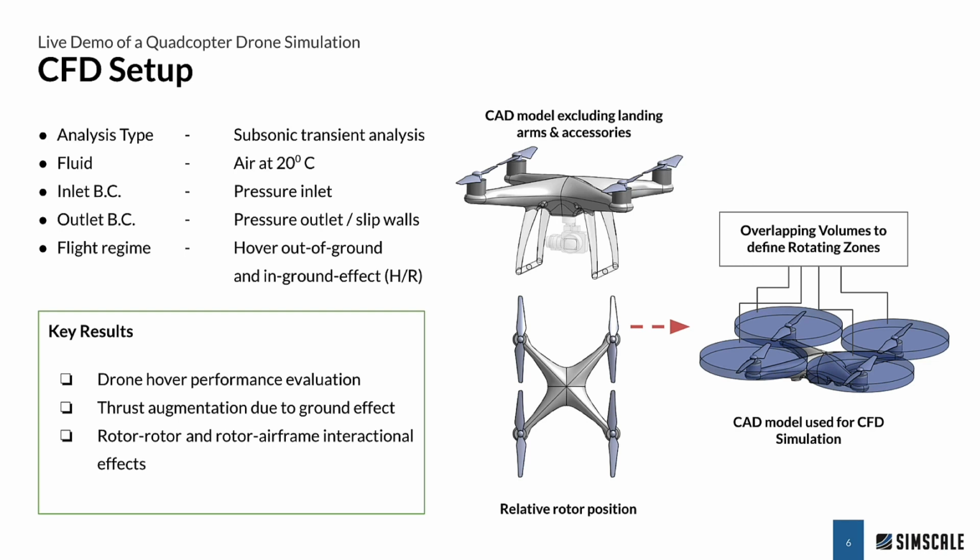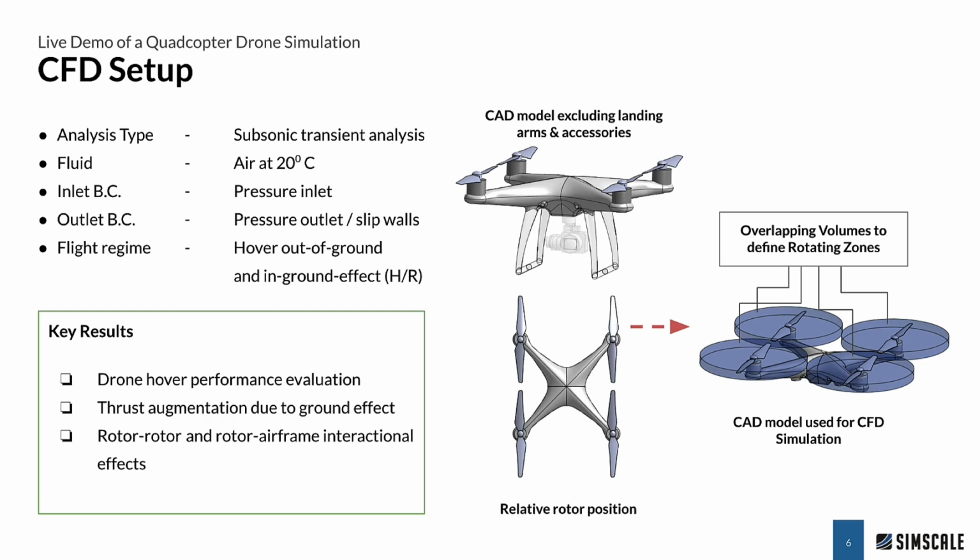things. So essentially here we've got a standard quadcopter, and we've removed some of the auxiliary items like the landing legs and the camera mount to simplify the CAD geometry slightly. And then in SimScale, we've created rotating zones. I'll show you that in the tool.